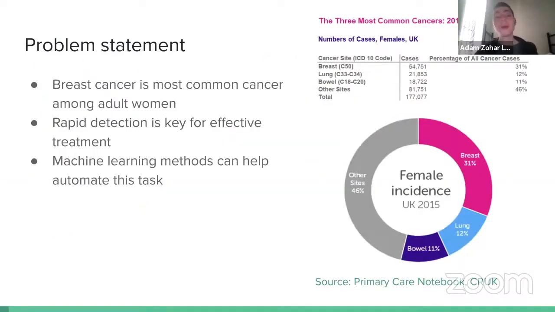The first question: why breast cancer? Well, breast cancer is an incredibly culturally significant and generally significant disease. It's the most common cancer among adult women. So it's very important we are able to treat this. And the first step in treating breast cancer is being able to detect it, particularly being able to detect it quickly. In recent years, machine learning methods have been used to automate this process.